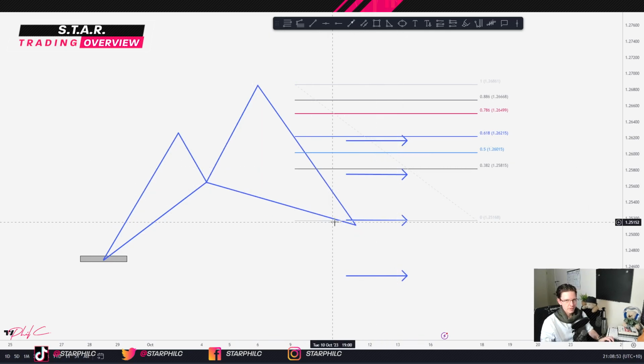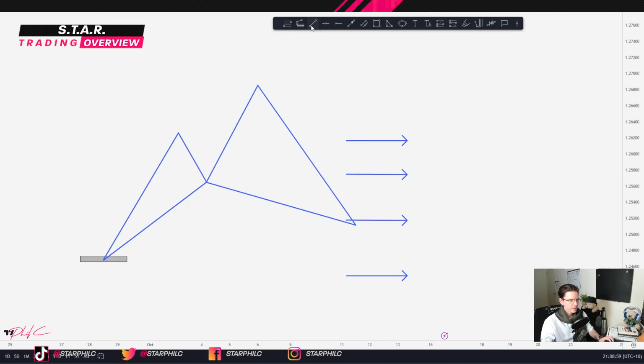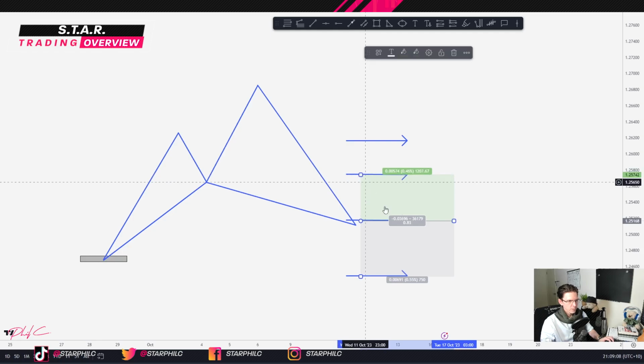This is the setup that we're looking for. Now, one thing you will notice with the Cypher pattern is if we grab in our risk-reward tool here, we drop it in there, put the stop here, put the target here. Notice how we are under a 1-to-1. Now, this is the only pattern where we've made an exception that we have an inverse risk to reward.